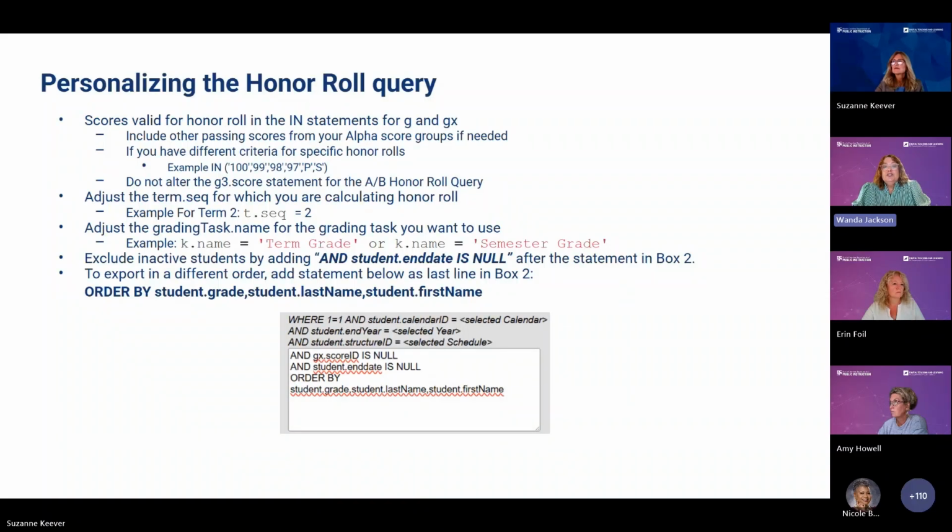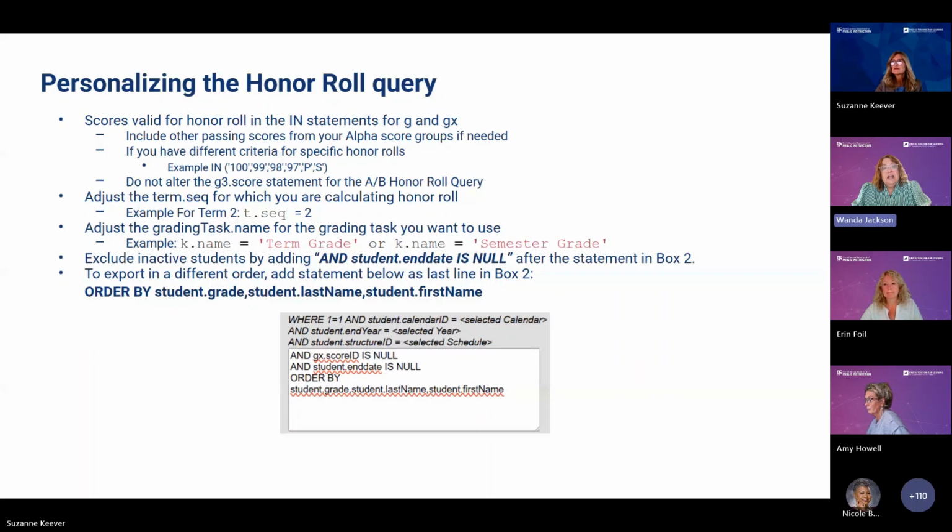So to adjust your terms, remember you need to adjust that T.SEQ statement to equal whichever term that you're trying to pull, whether it be 2, 3, 4, 5, or 6. Make sure that if you need to pull a different grading task, if you want to pull semester grade instead of term grade, you change that K.name to equal whichever grading task you want. And again, make sure you're matching that to the sequence, your term sequence, where that grading task falls.